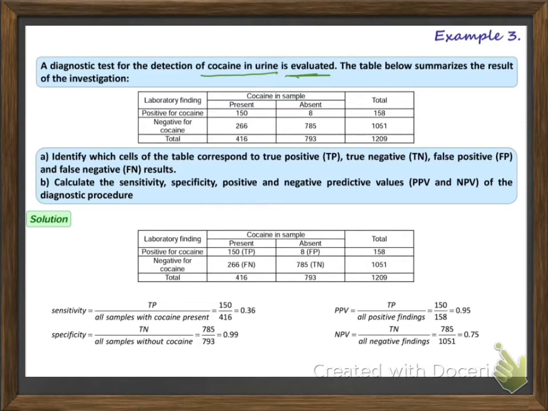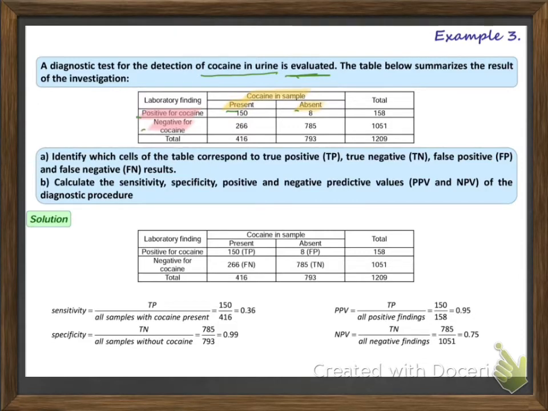Then we have here the cocaine in the sample, whether it is present in the sample or it is absent, okay? Present or absent, and then we have the laboratory finding, whether it is based on the lab test, whether it is positive or negative, positive for cocaine or negative for cocaine. So here this is present or absent, and here positive and not positive.